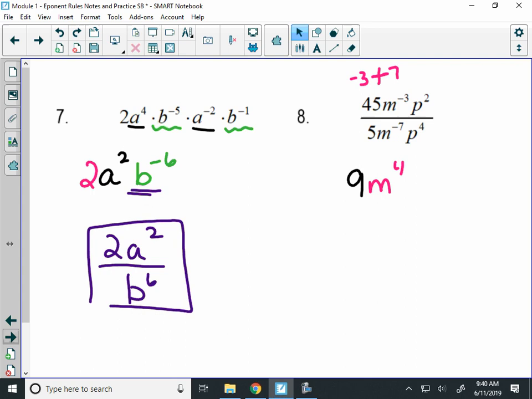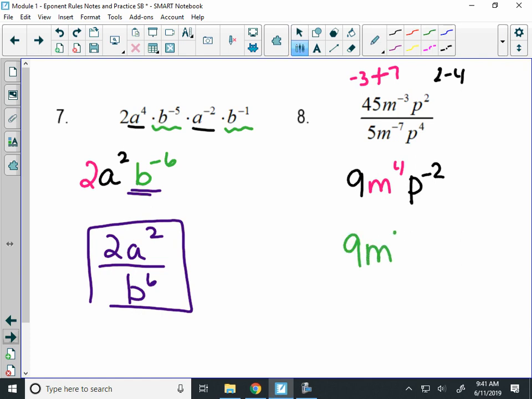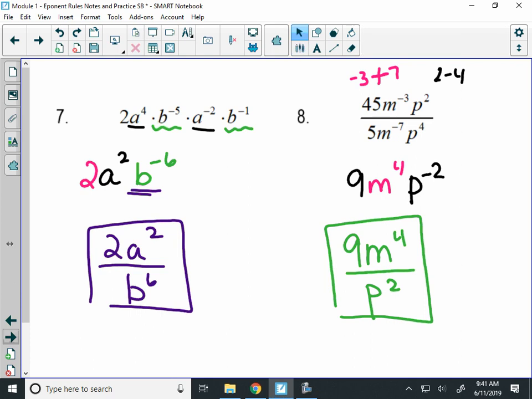Here with the p's, I have 2 minus 4, which is negative 2. Everything's in the numerator when I simplify it that way. So now I have to move the p. The 9m to the 4th stays in the numerator. The p goes to the denominator and becomes positive. All right, there's property number 7. You've now learned them all.